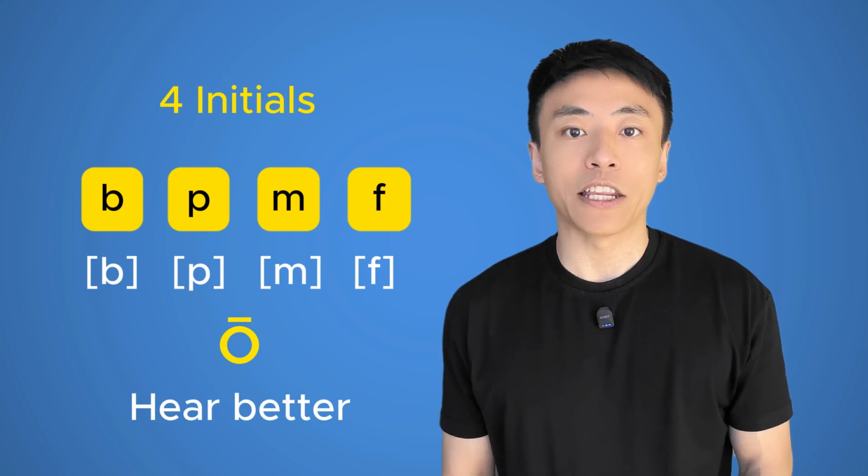In Chinese, initials always pair with finals. So we will practice each initial with different finals from lesson 2. Let's start with our first initial, Bo. Repeat after me. Bo, Bo, Bo.